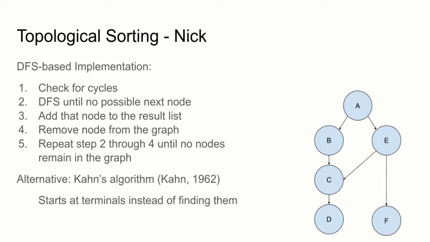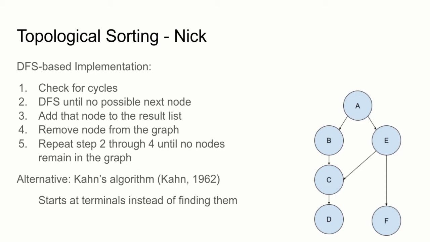So then, once we find that node, we add that result node to our list and remove it from the graph. We do another depth first search until eventually we run out. Now this is a very intuitive implementation, but it does have a high overhead, needing to do a depth first search every time.